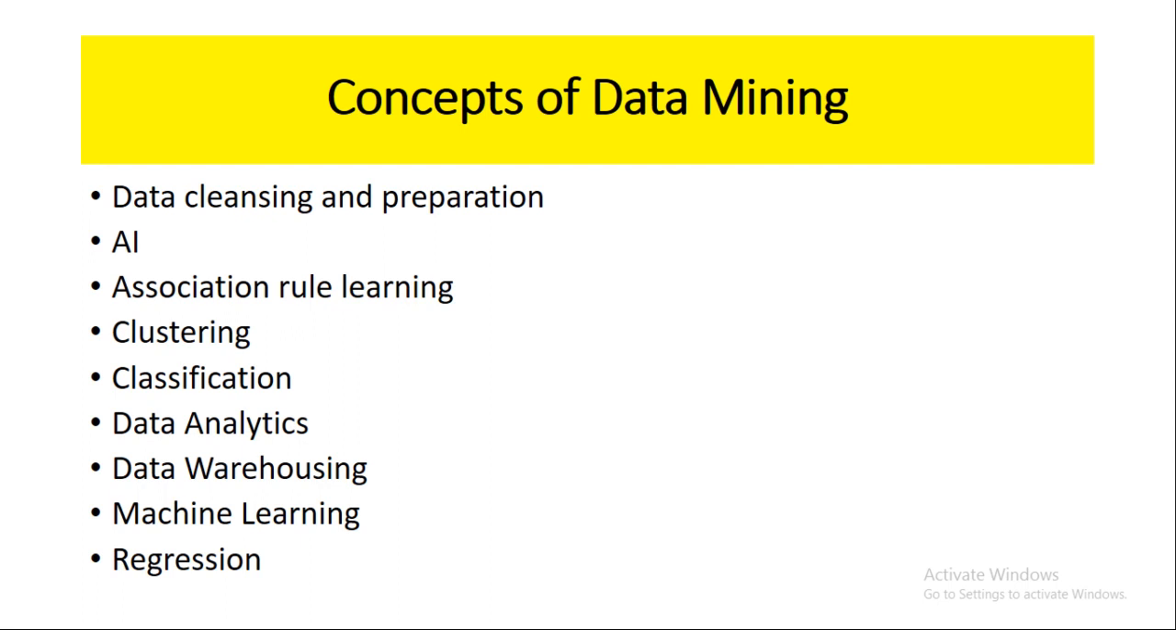The next is regression. Regression is also a statistical technique. It is a technique used to predict a variety of numeric values, including sales, price of a stock, and temperature, based on a precise data set. So we use these things in regression.